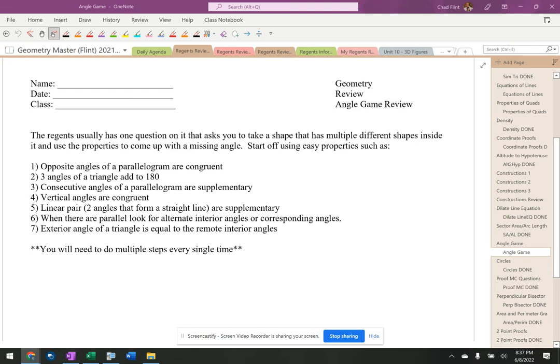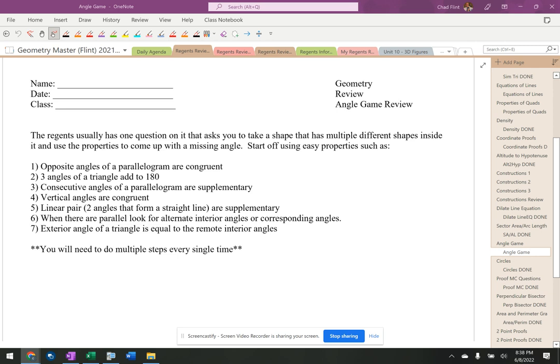Now, these questions, I call them angle game questions, and basically what they are is very big combinations of triangles, quadrilaterals, parallel lines, linear pairs, different things that we've done throughout the year, all smashed into one question where I need to do multiple calculations, not complicated calculations, but multiple calculations to get to an end answer. In these diagrams, I typically can find every single angle.